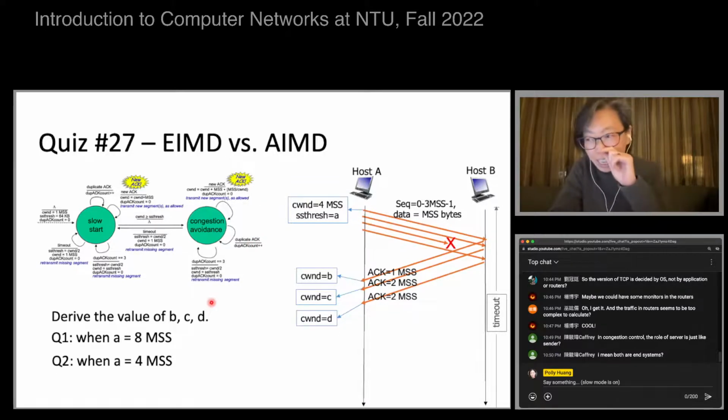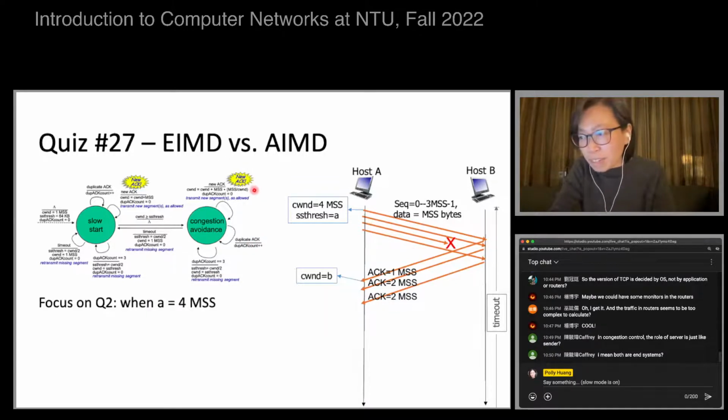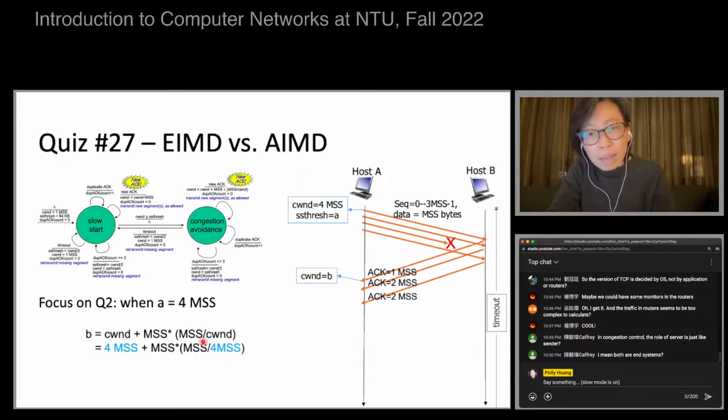So yeah, let's do the calculation according to the finite state machine. Okay, focus on Q2. So B here should be what? According to the formula, CWND plus MSS multiplied by MSS over CWND. And it was originally 4, so this is also 4 MSS. You cancel out the MSS in the term, so it's 4 plus 1/4 of MSS, together 4.25 MSS.